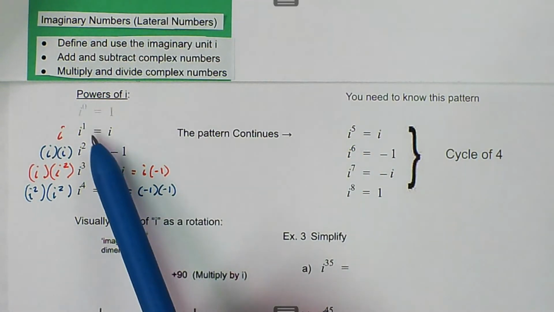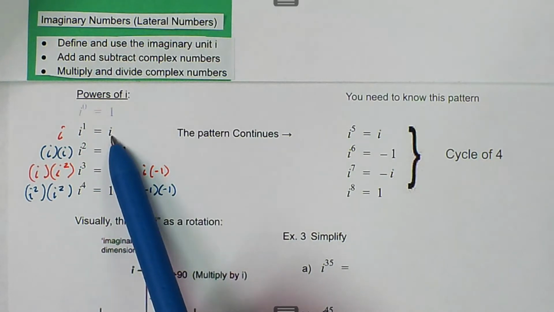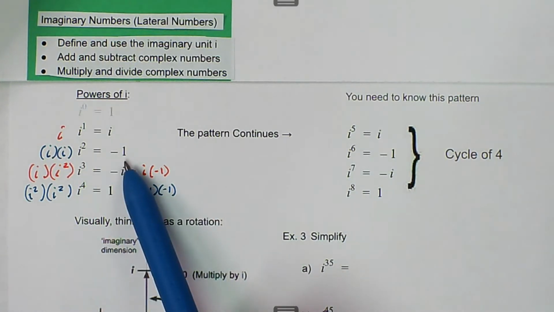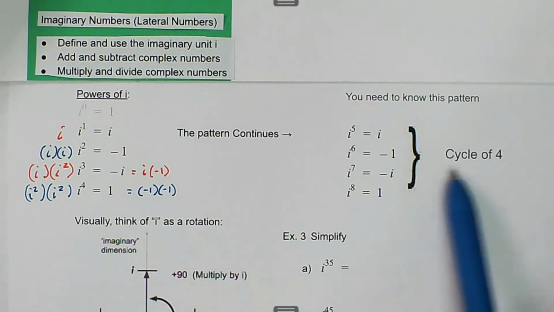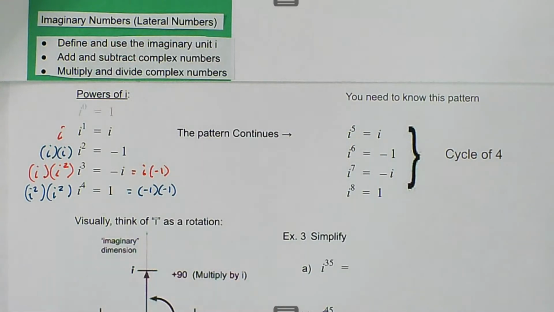So basically i to the first is i, and i to the fifth is also i, i to the sixth is -1, i squared is -1. So the cycle repeats itself every 4 degrees.